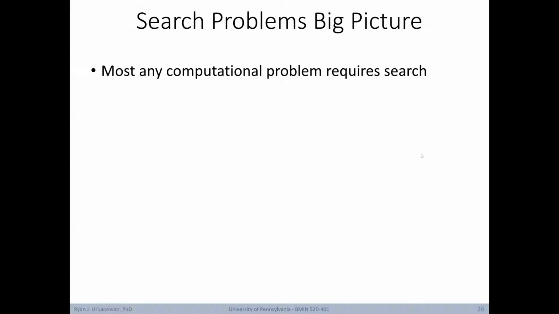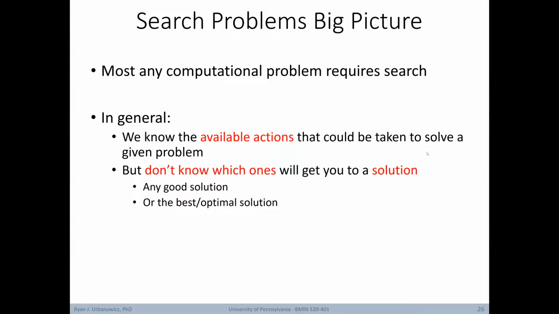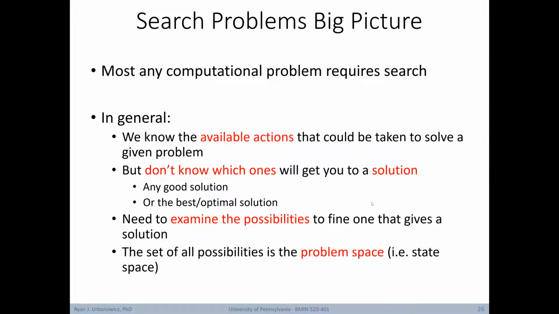Before diving into the search methods themselves, let's take some time to understand search problems. Most any computational problem requires search. In general, we know the available actions that could be taken to solve a given problem, or these could be the available predictions that could be made, or we might know the available structures of models that could exist. But we don't necessarily know which ones will get you to an optimal, the best, or even any solution. Therefore, we need to examine the possibilities to find one that gives us either a solution or the best solution. This set of all possibilities is known as the problem space, or otherwise referred to as the state space.